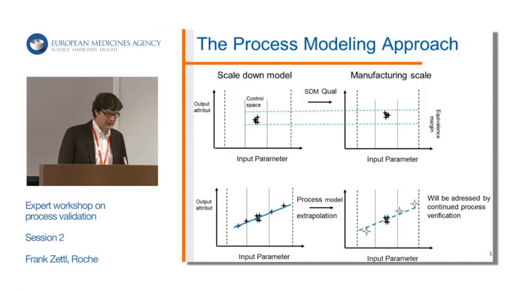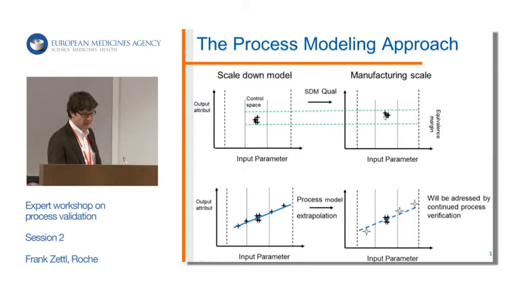So this slide illustrates a little bit more the whole process modeling approach that we are usually doing. The first thing is the scale-down model qualification, where we have a certain control space or target range here. We usually do the scale-down model qualification at target and assess it against this equivalence margin. Sometimes we observe a small offset, which is many times within the equivalence margin. So this is an equivalent scale-down model.